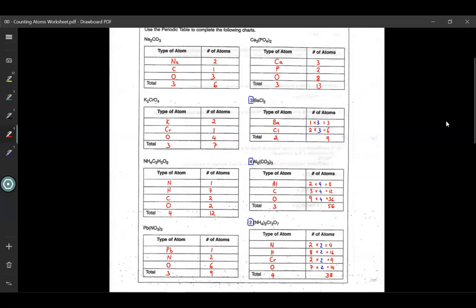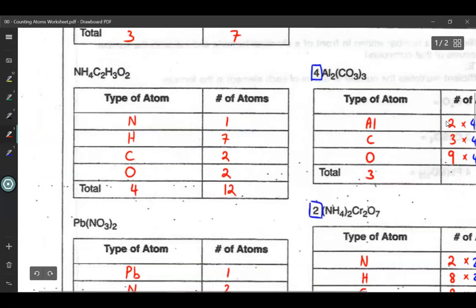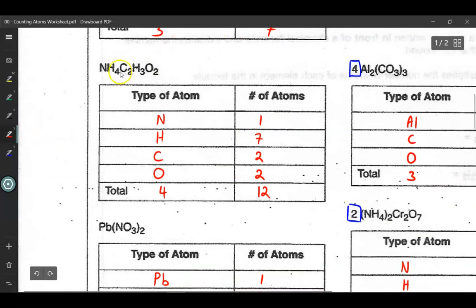Alright, and here are your answers. The only ones that you might have difficulty with is over here. You'll notice that the hydrogens were split up into 2 different areas, H4 here and H3 here. You must combine them together to make 7 H's. Now there is a reason why they separate these H's, is because this is a polyatomic ion and this is a different polyatomic ion, but you'll learn more about that one in grade 11.